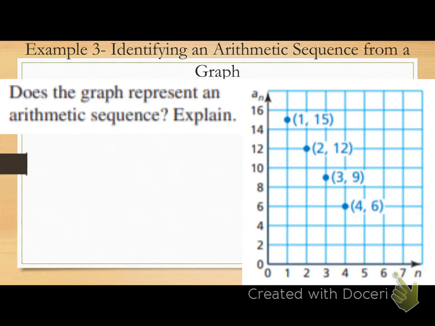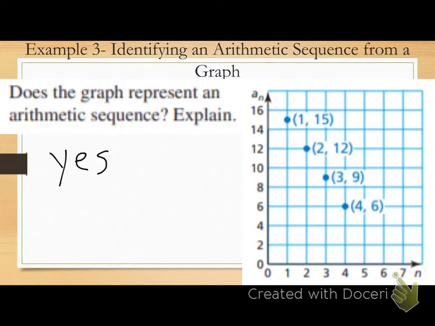All right. Does the graph represent an arithmetic sequence? Explain. So I'll let you look at it a little bit, then I'll ask for volunteers. Let it process. Raise your hand if you're ready to answer. Yes, it is, because as the x value increases, the y value decreases by 3.